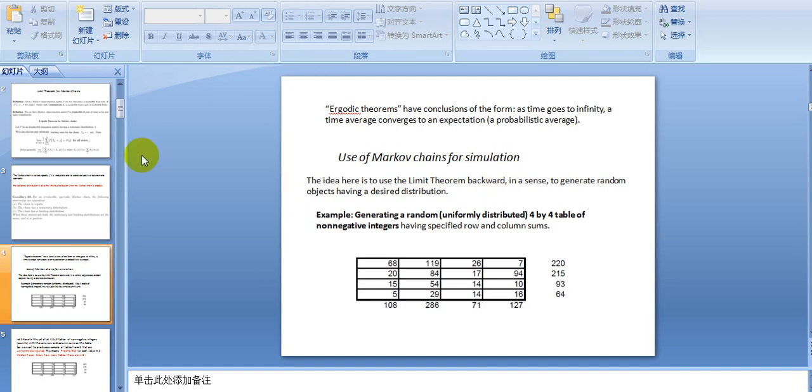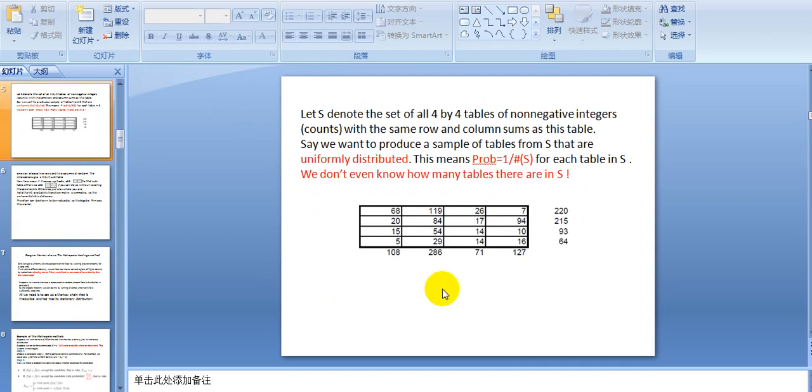Okay, so let's see how to do this using MCMC. Let S denote the set of all 4 by 4 tables of non-negative integers with the same row and column summations as this table, like what I show you here. Say we want to produce a sample of tables from S that are uniformly distributed. This means the probability equals 1 over the total number of tables in S for each table in S. However, we don't even know how many tables there are in S. But we know the total number is finite, right?